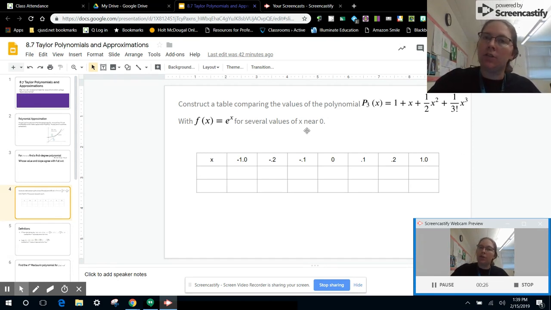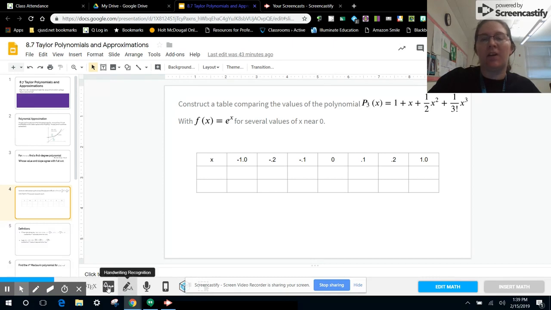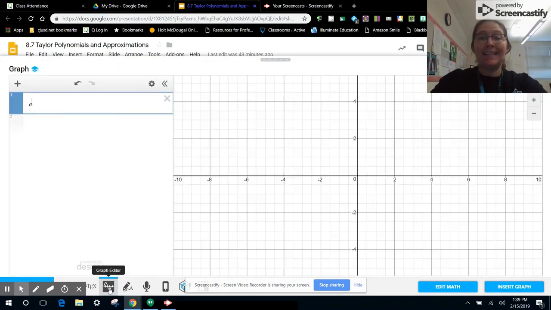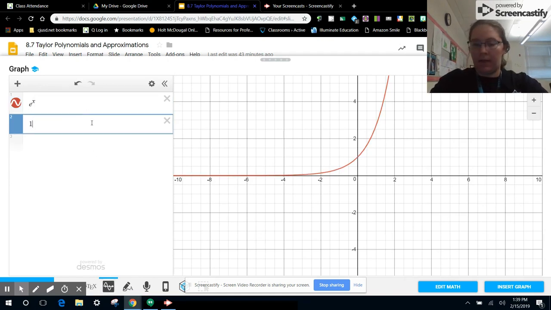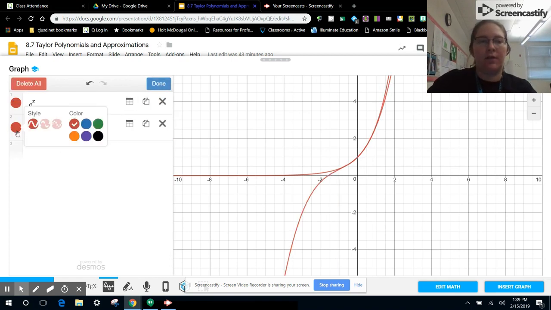You should grab your TI-Nspires and input this in with your TI-Nspire. I'm going to use Desmos to create my tables. So go ahead and grab your Nspires, pause, and start typing those in. Right here I have e to the x, and my other one is 1 plus x plus 1/2 x squared plus 1 over 3 factorial x cubed. I'm going to change the colors just so you can see the two different equations.